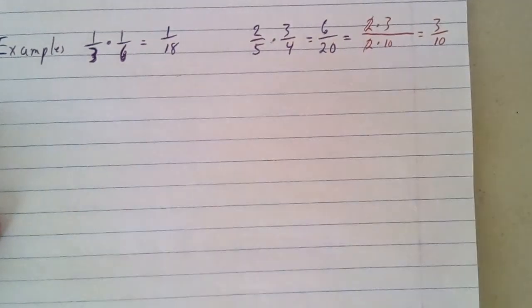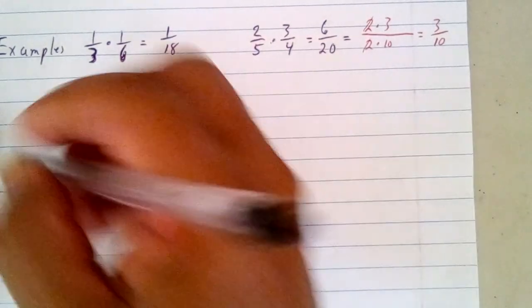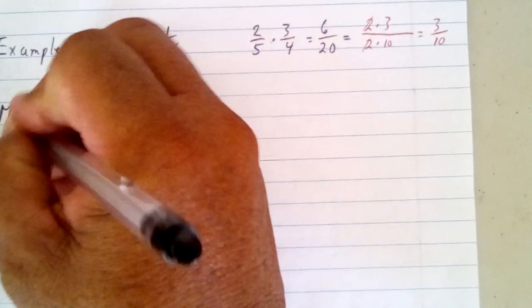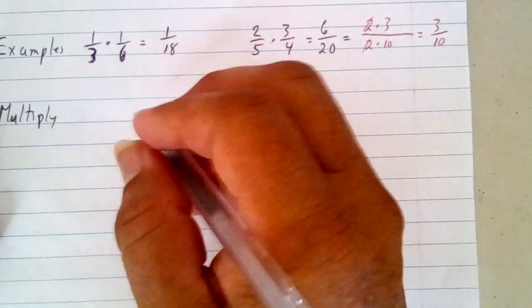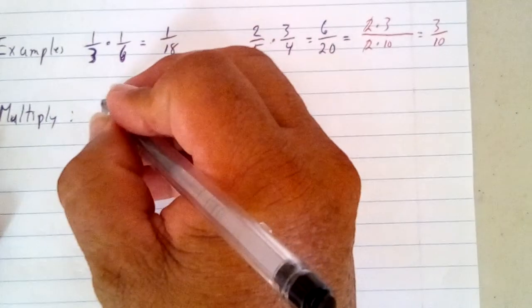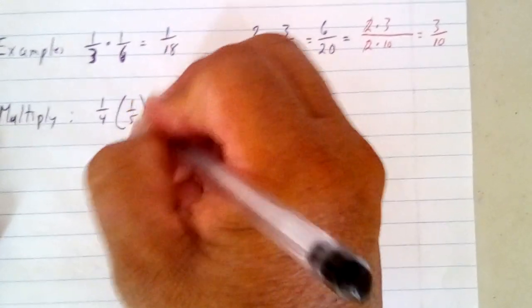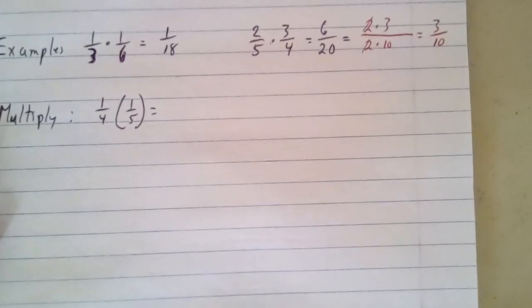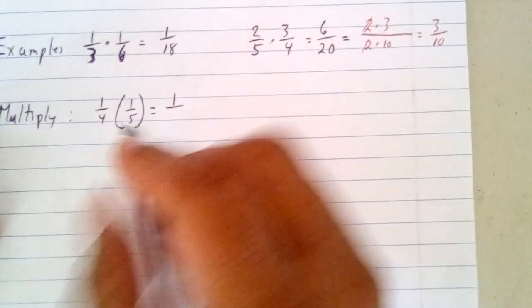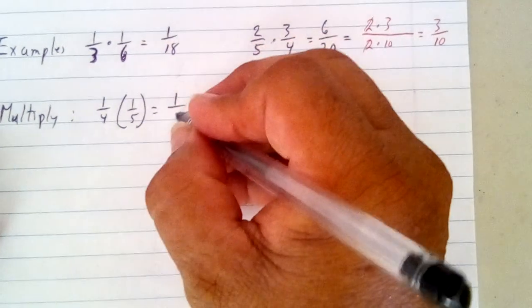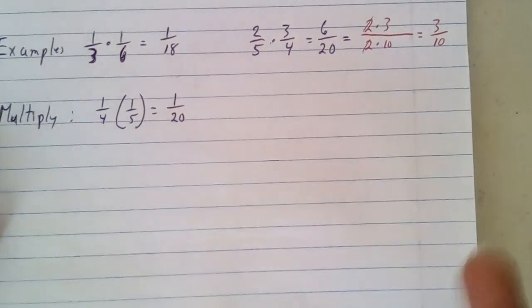At times we will not be using this symbol to represent multiplication. I may simply tell you multiply, and we write the two fractions. Say for example we have 1/4 times 1/5. That means multiplication. 1 times 1 is 1. 4 times 5 is 20.